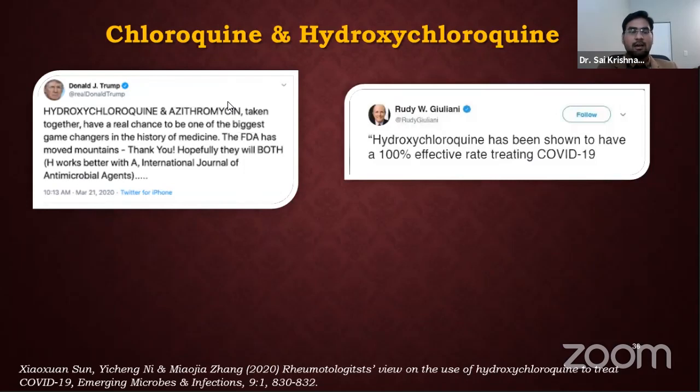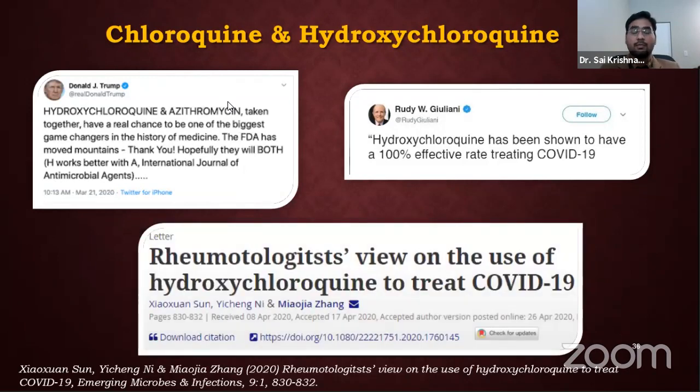One other politician from the same group as Donald Trump has tweeted that hydroxychloroquine has been shown to have a 100% effective rate treating COVID-19. I don't know based upon what study findings he made this tweet. Only he should be aware of. It didn't stop or get confined to politicians. It was also endorsed or advocated by some healthcare professionals like GPs and specialists like rheumatologists. Even they recommended that hydroxychloroquine could be used as a potential treatment for COVID-19.